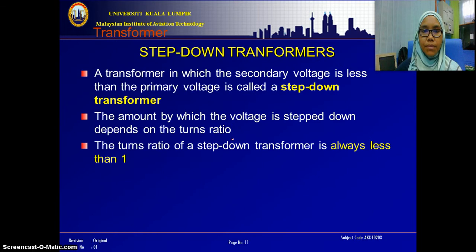The step down transformer is one in which the secondary voltage is less than the primary voltage and the turns ratio is always less than 1. At the end of this topic, I will give you questions or exercises for you to apply this formula to find the output voltage of the step up and the step down transformer.